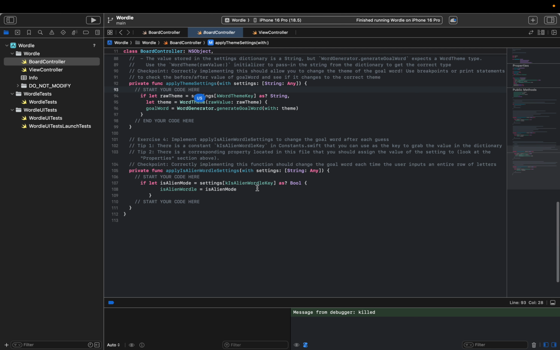And then for the alien mode, it's true or false, because alien mode is a button, so it's either on or off, true or false. So it's easier to make as a boolean, and I used the same syntax here, except now we're looking at a boolean, and we're assigning it. When it is true, it resets every single time a wrong guess is inputted by the user. It will eventually keep changing. So I just did that one.